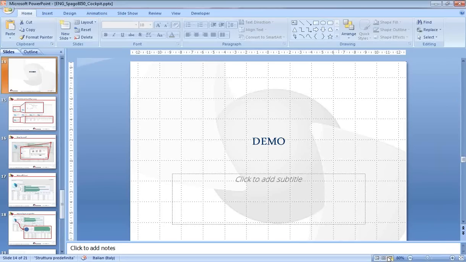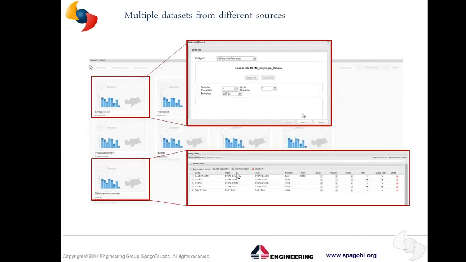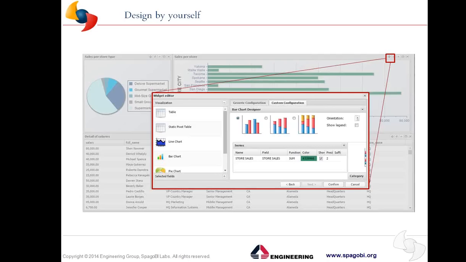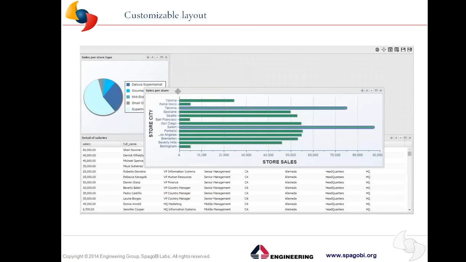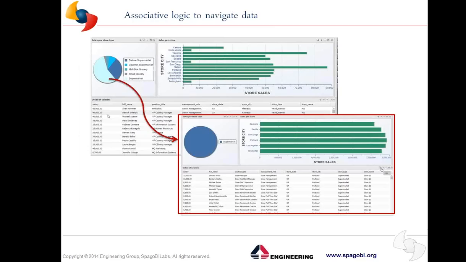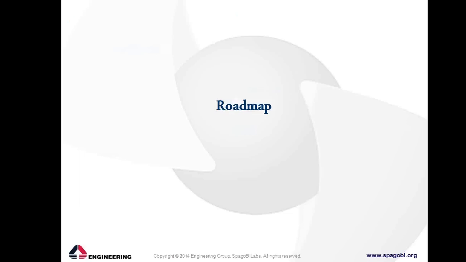Actually, the slides that follow just summarize what we have seen. So, things that I think we should remember. You can take multiple data sets and put them in the cockpit. You can design it by yourself as you want. You put how many you want, where you want. You can, of course, customize the layout and the widgets as well. And then you have this associative logic to navigate data. I think these are the most important points to remember.